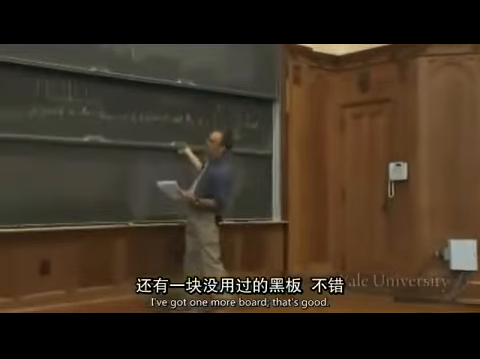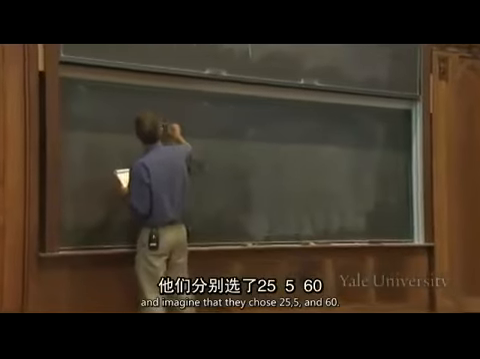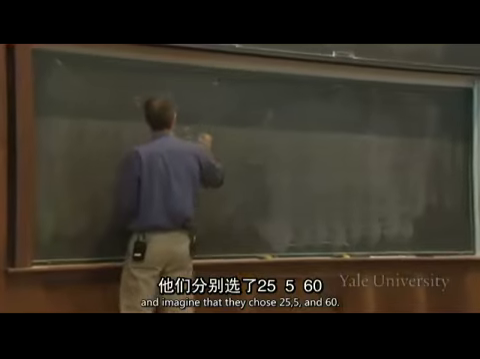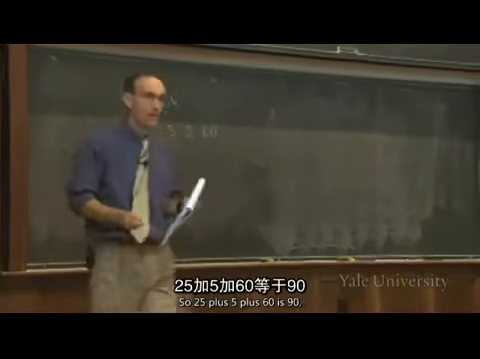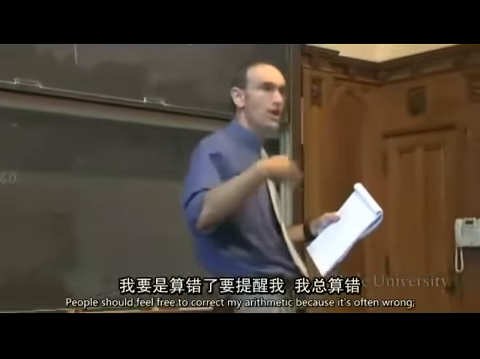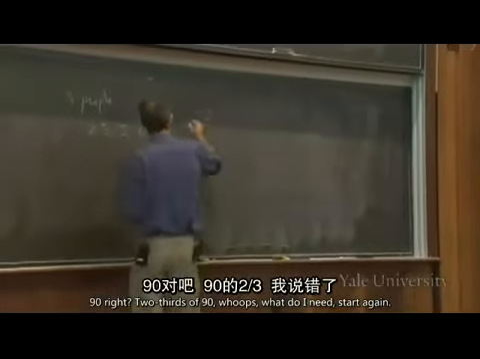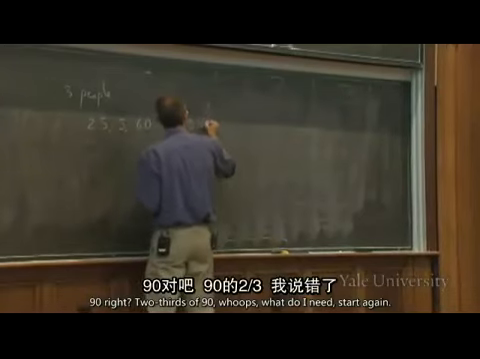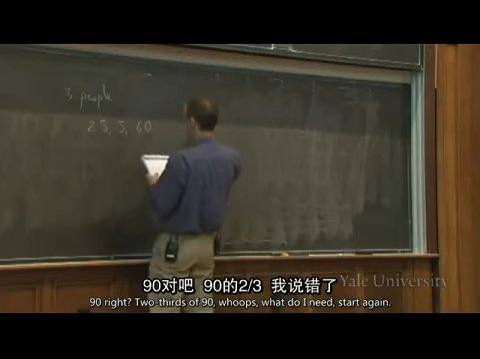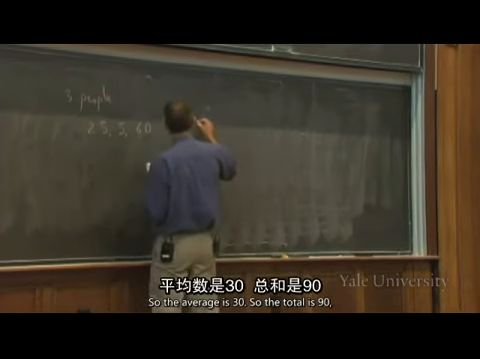Got one more board, that's good. So imagine there were 3 people in the class, and imagine that they chose 25, 5, and 60. All right, so 25 plus 5 plus 60 is 90. People feel free to correct my arithmetic because it's often wrong. I need to divide it by 3 to get the average, right? So the average is 30.